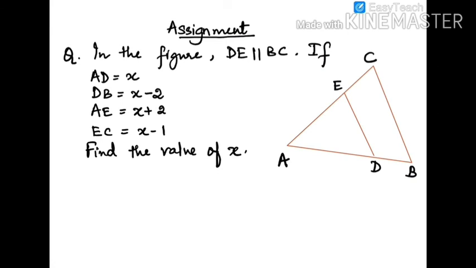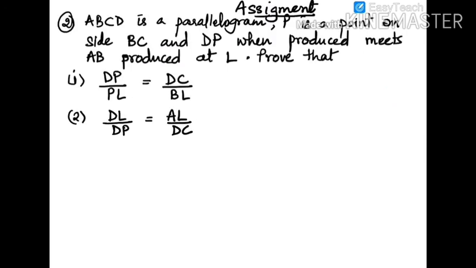With this, we come to the end of this video lesson. Your assignment for today consists of two questions. In question number 1, you have to find the value of x by direct application of basic proportionality theorem. For question number 2, figure needs to be drawn by interpreting the data correctly from the question. Then by using basic proportionality theorem and properties of parallelogram, prove what is asked in the question.